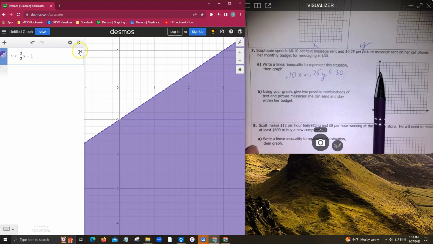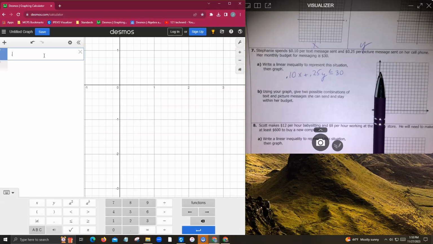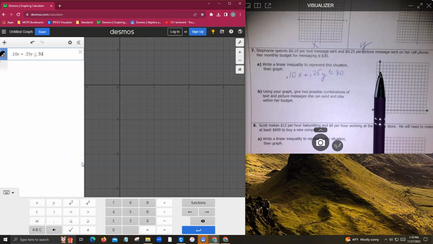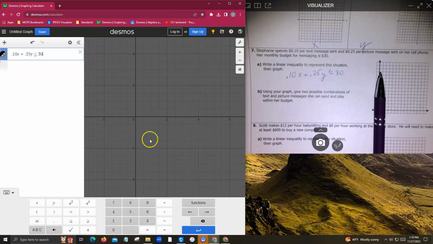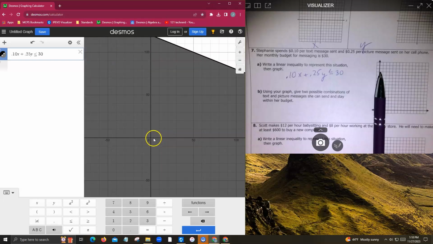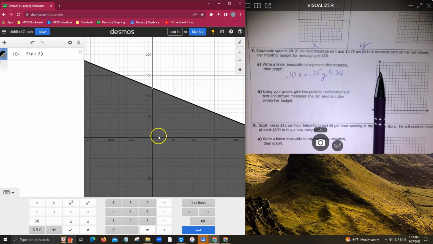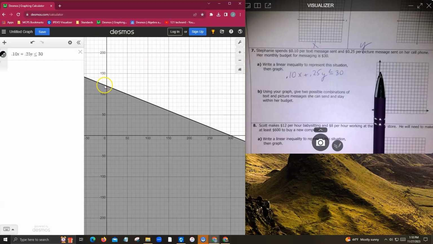So over here, clear this out. I'm going to type in our equation. Less than or equal to is down there. All right, so can't see much here, so let me zoom out. There it is. Okay, so now remember we can't go into the negatives because we're talking about numbers of text messages and picture messages, so we're really bound by some other things as well, so we're really kind of looking at this triangle right here.